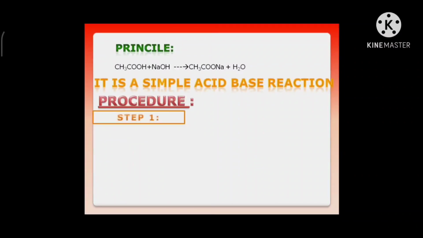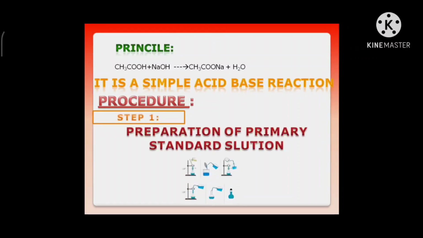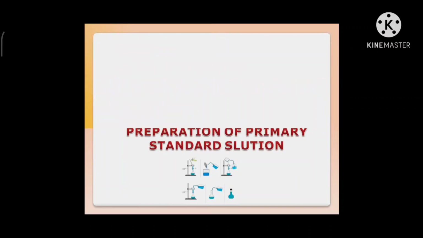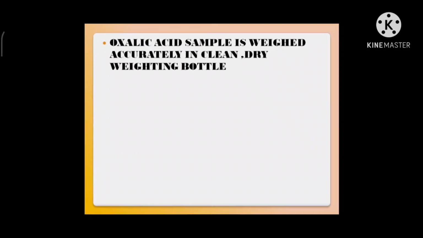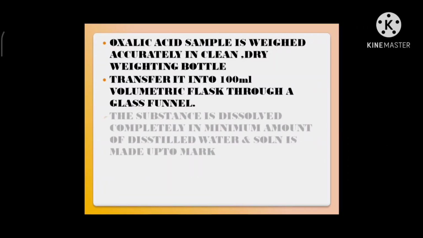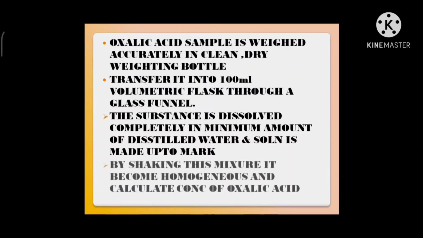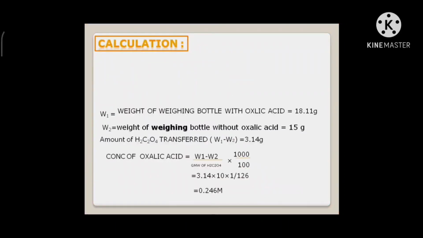Procedure. Step 1. Preparation of primary standard solution of oxalic acid. Oxalic acid is weighed accurately in a clean dry weighing bottle. Transfer it into a 100 ml volumetric flask through a glass funnel. The substance is dissolved completely in a minimum amount of distilled water and the solution is made up to the mark. By shaking the mixture, it became homogeneous.